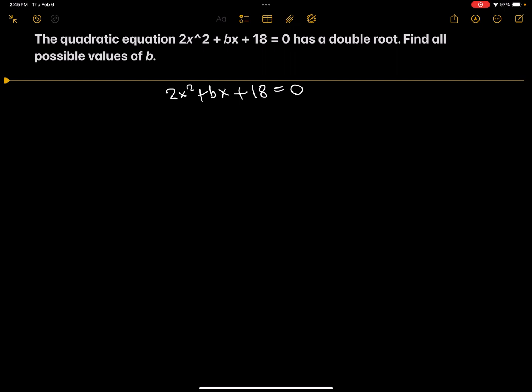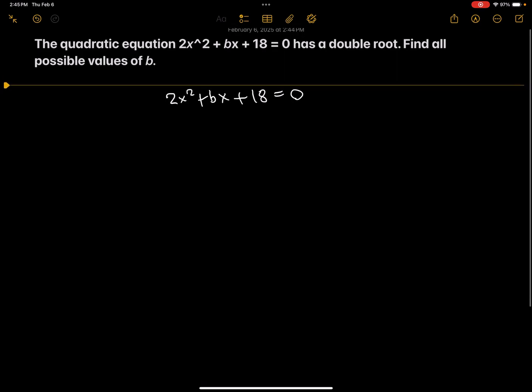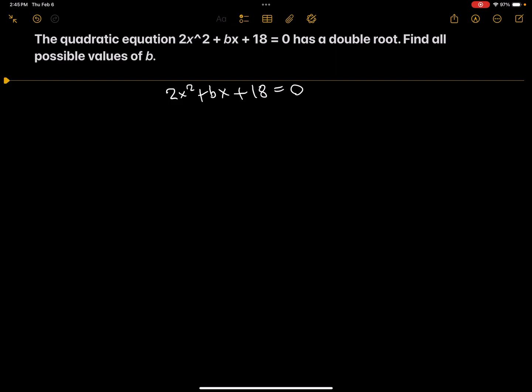In this case, a double root means the same value as the answer for both solutions. For example, in a hypothetical case, both solutions could be -5, or both solutions could be 2. Basically the same solution for either one, just not different numbers. So that's the definition of a double root: the same exact solution twice for the same quadratic equation. So they want to know, find all possible values of b.